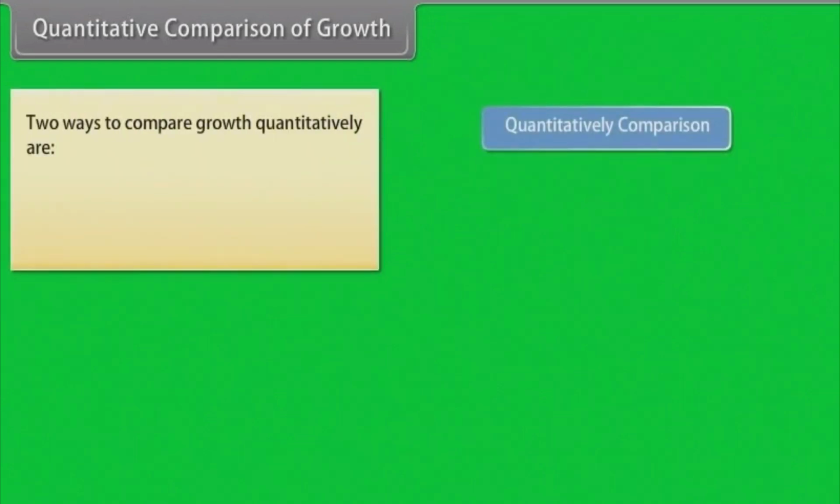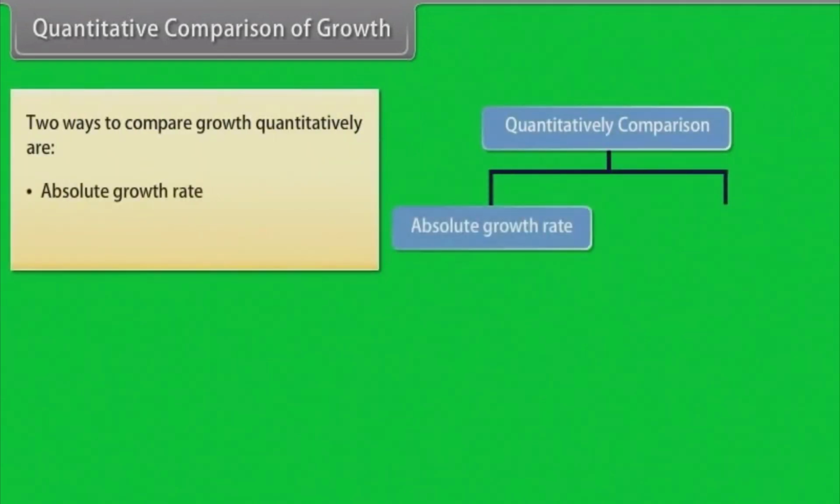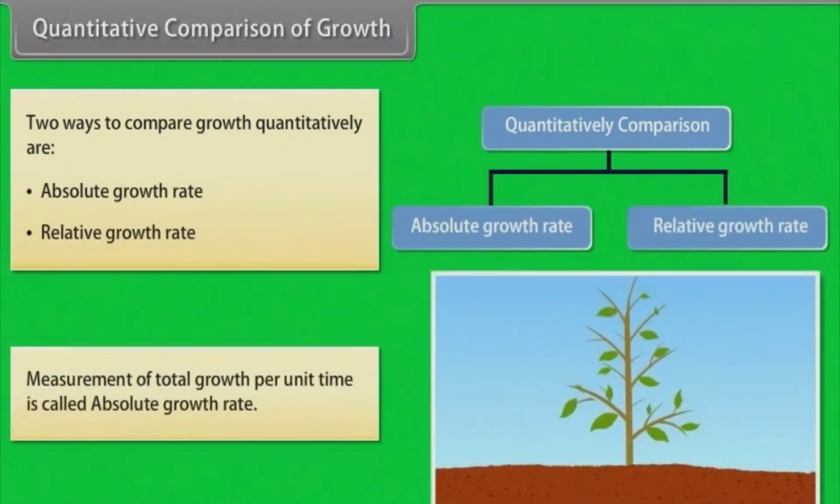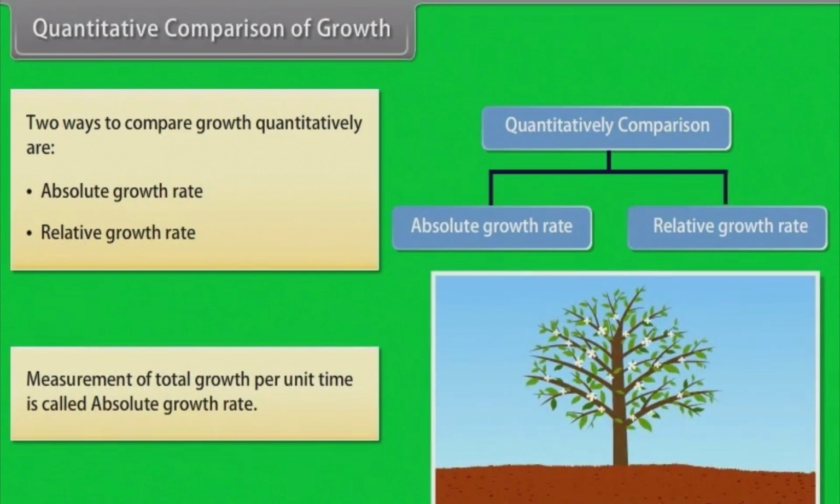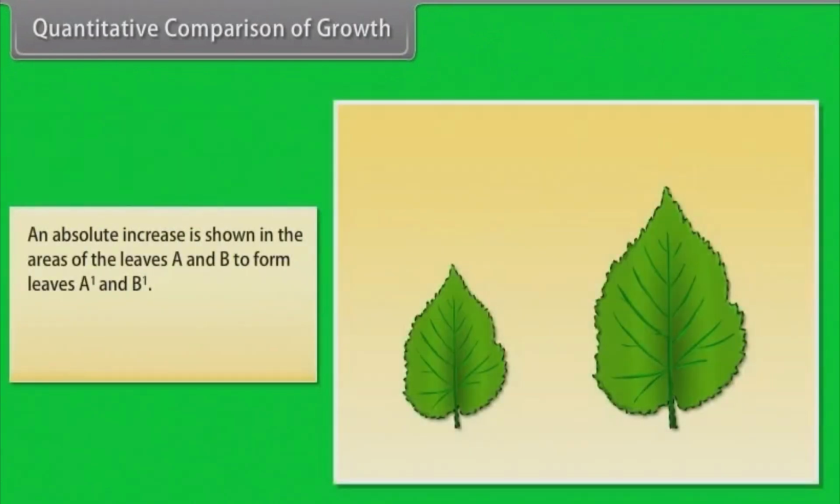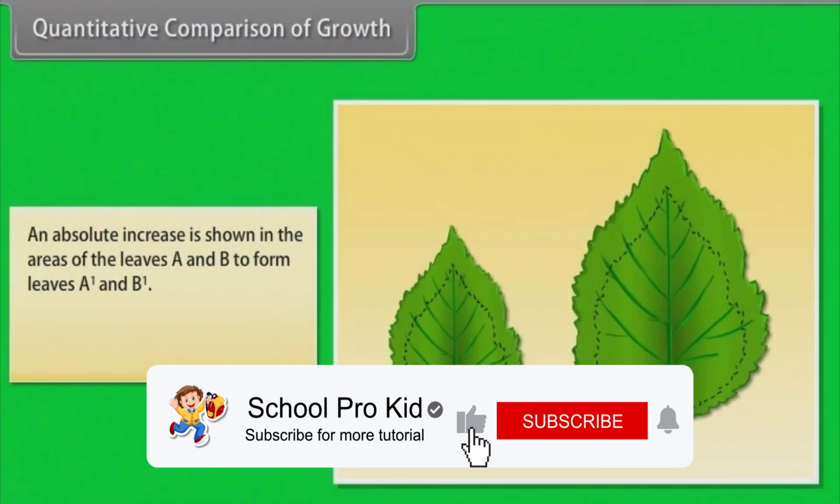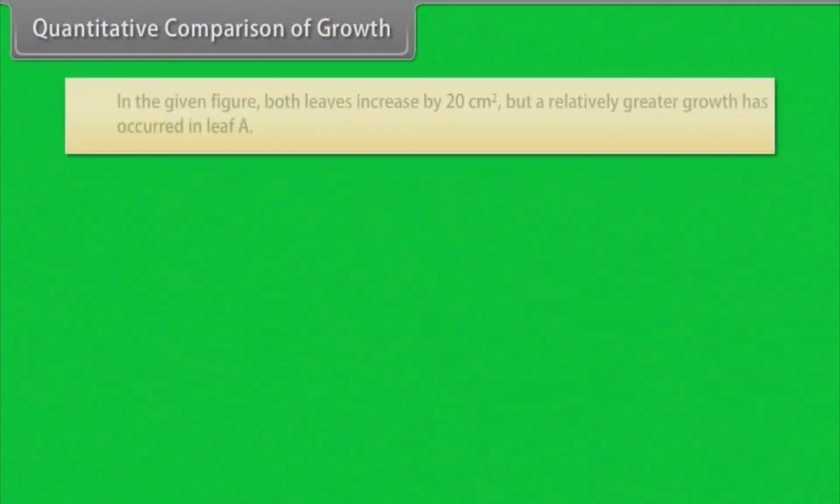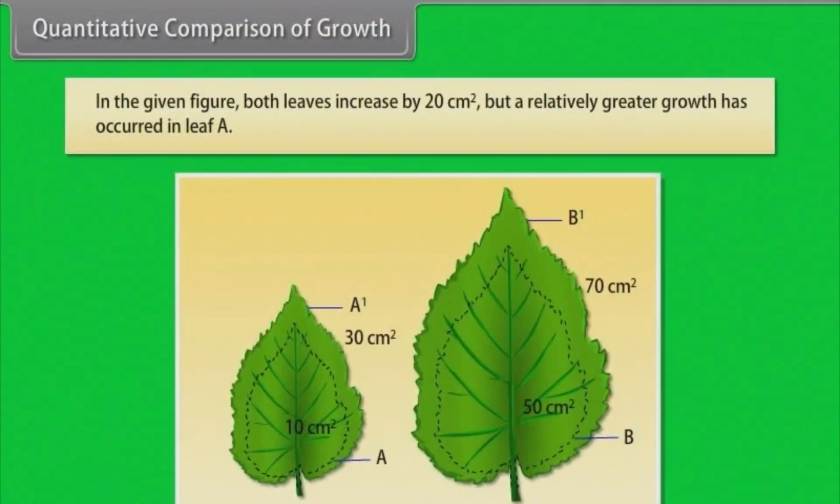Quantitative comparison of growth. Two ways to compare growth quantitatively are absolute growth rate and relative growth rate. Measurement of total growth per unit time is called absolute growth rate. An absolute increase is shown in the areas of the leaves A and B to form leaves A1 and B1. Growth of given system per unit time is called relative growth rate. In the given figure, both leaves increase by 20 cm square, but a relatively greater growth has occurred in leaf A.